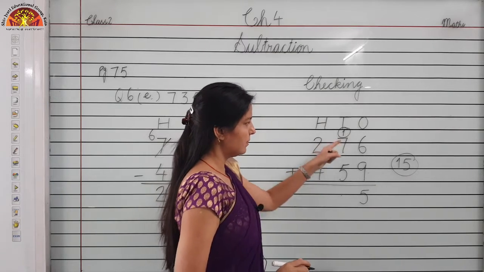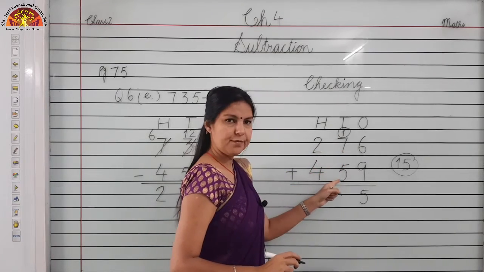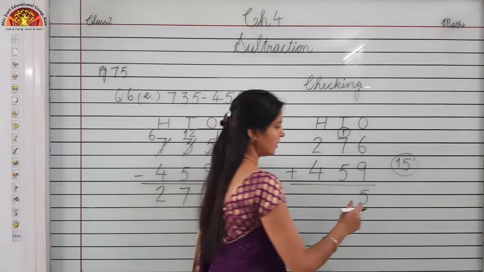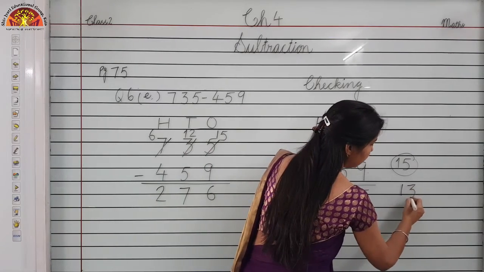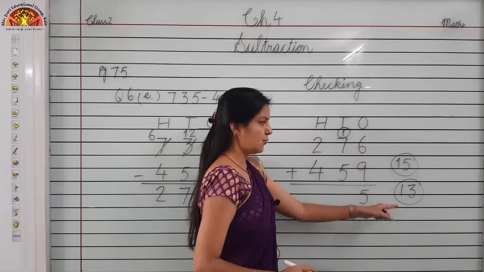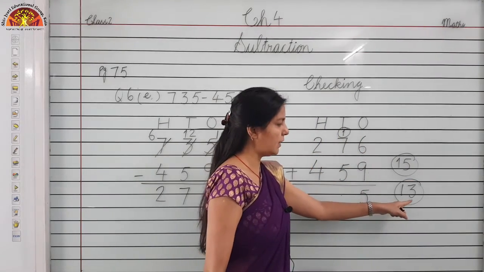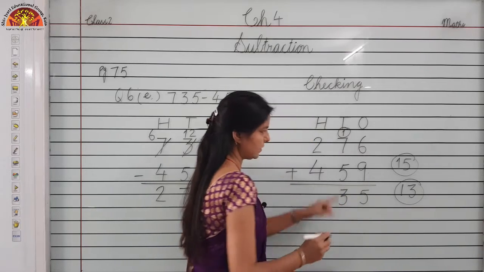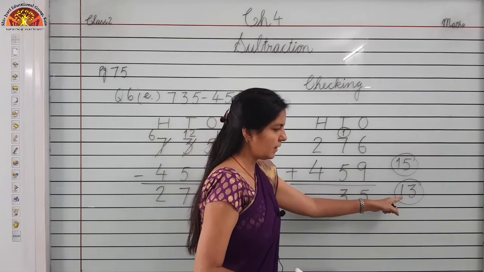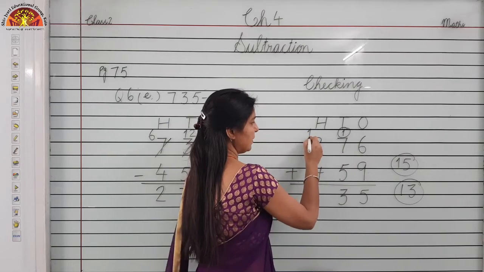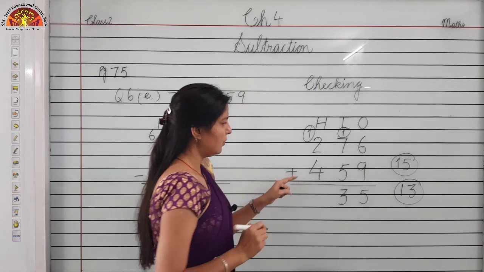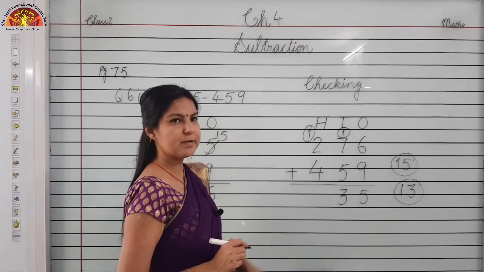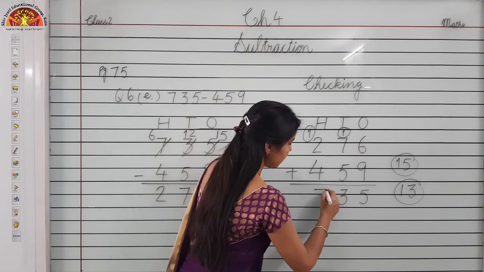Now we will add 7 plus 5 is 12. 12 plus 1 is 13. Now again in 13 there are 2 digits. So what we will do? We will write 3 at the tens place, below at the tens place, and we will carry this one at the hundreds place. Now 2 plus 4 is 6 and 6 plus 1 is equal to 7.